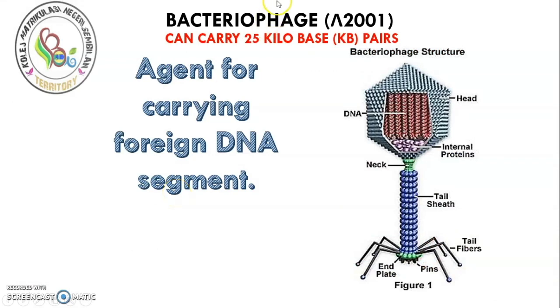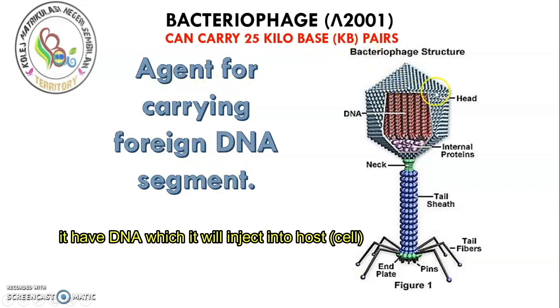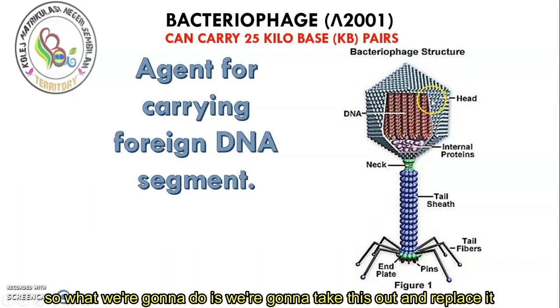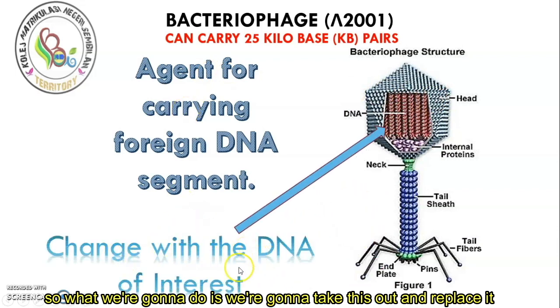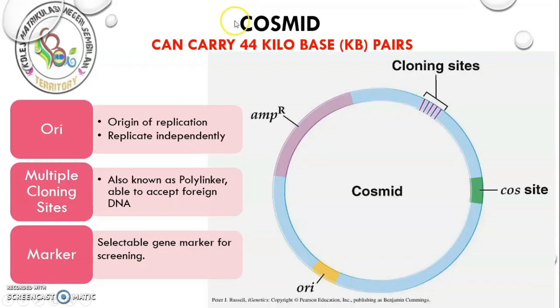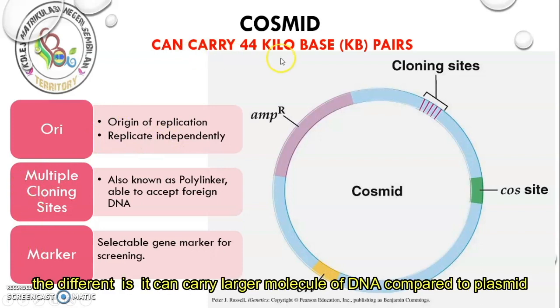Next vector is the bacteriophage. As an example here, lambda 2001. It can carry a bigger DNA molecule, which is around 25 kilobase pairs. It is an agent for carrying foreign DNA segments. So it has a DNA which it will inject into the host. So what we're gonna do is take this out and replace it with the DNA of interest. Cosmid can carry 44 kilobase pairs, and it has an origin of replication, multiple cloning site, and marker. The difference is it can carry a larger molecule of DNA compared to plasmid.